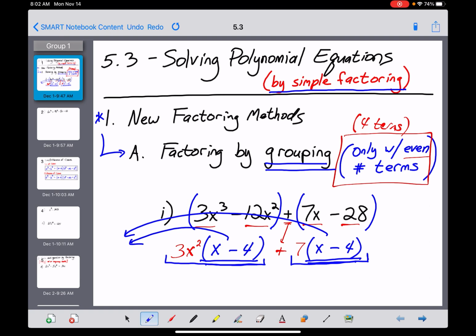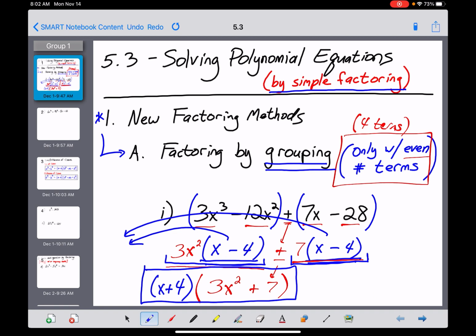So I pull out the x minus 4, and that comes all the way out in front of the expression, and now I start a new set of parentheses, and I say, all right, what's left over from each term after we've taken out the x minus 4? Well, here initially we're left with a 3x squared, and then that plus sign again comes straight down here, and what are we left with here after we've pulled out the x minus 4? Just a 7. And that right there, you guys, is our fully factored expression, and that's how you factor, in this case, a 4-term cubic polynomial by grouping.